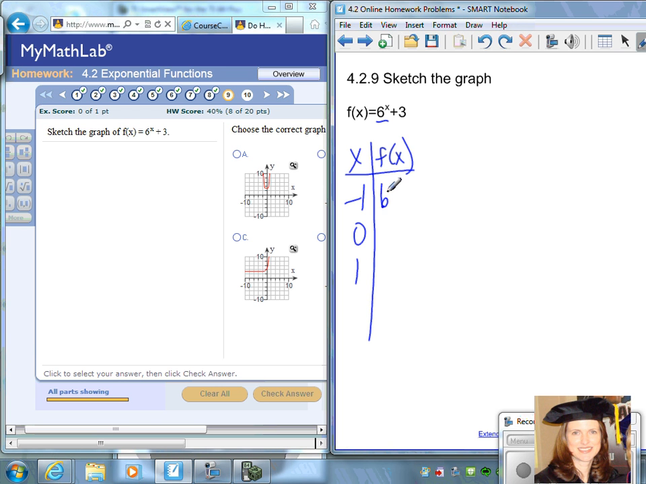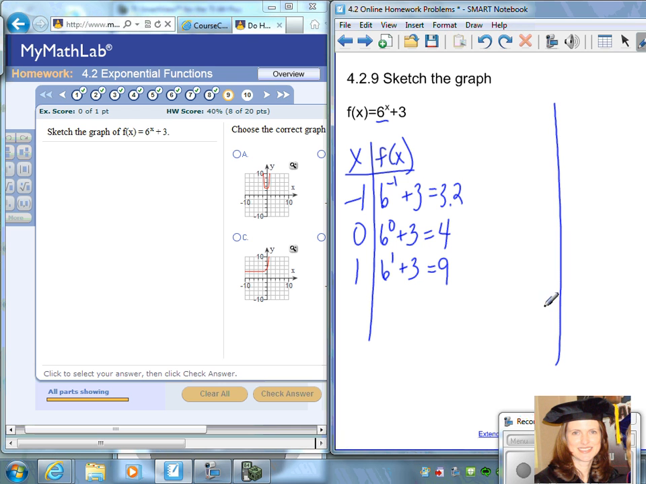You get 6 to the -1 power plus 3. 6 to the -1 power is 1/6 plus 3. It's 3 1/6. That works out to be, as a decimal, about 3.1666, or 3.2 when you graph it. When you plug in 0, you get 6 to the 0 plus 3. 6 to the 0 is 1, and 1 plus 3 is 4. And when you plug in 1, you get 6 to the first power plus 3. 6 plus 3 is equal to 9.